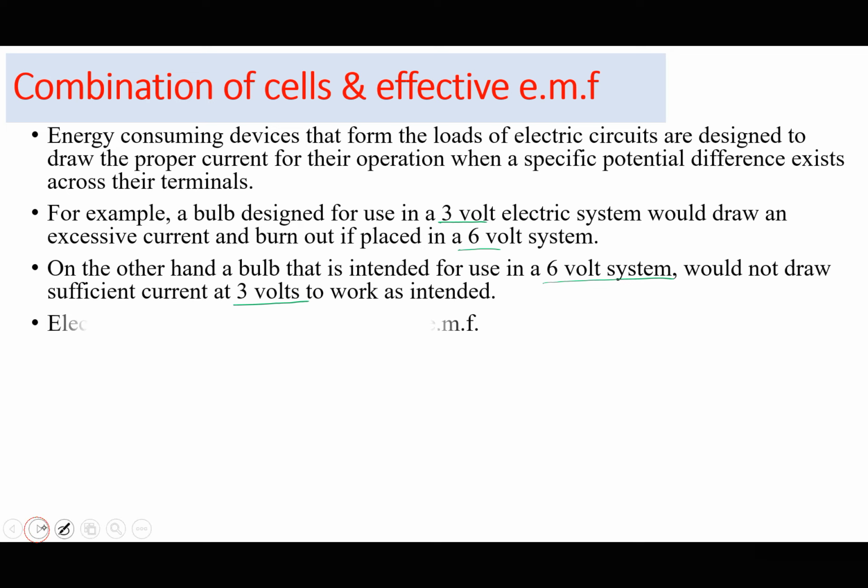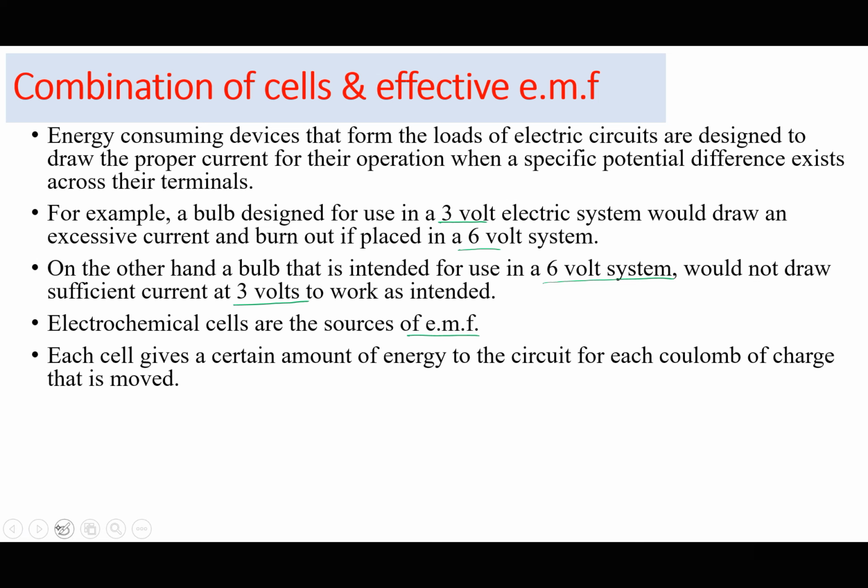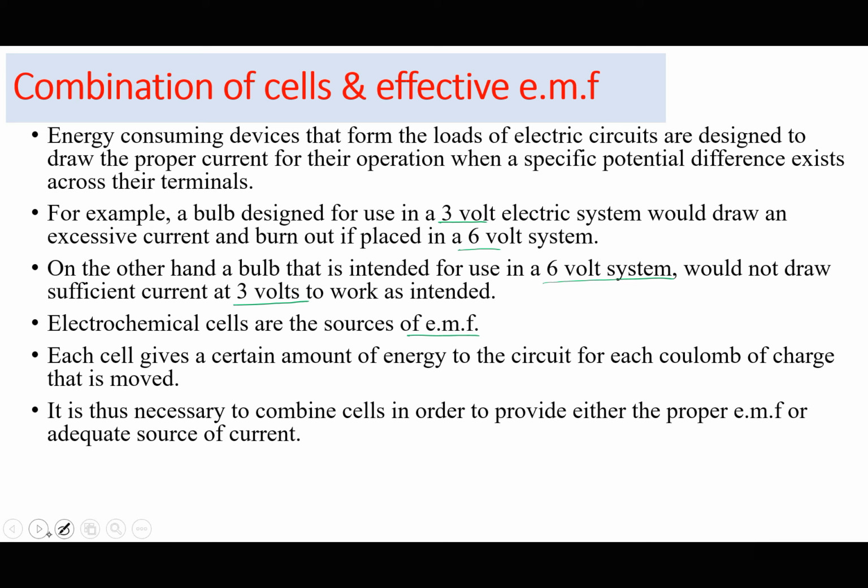So the electrochemical cells are the sources of the EMF in most cases, and each cell gives a certain amount of energy to the circuit for each coulomb of charge that is moved. These cells have chemicals in them, and each is expected to give a certain amount of energy to every charge which passes through, so that chemical energy is converted to electrical energy. Thus, it is necessary to combine cells in order to provide either the proper EMF or an adequate source of current. So sometimes we may need to combine cells either in series or in parallel, depending on what we need for our circuit.